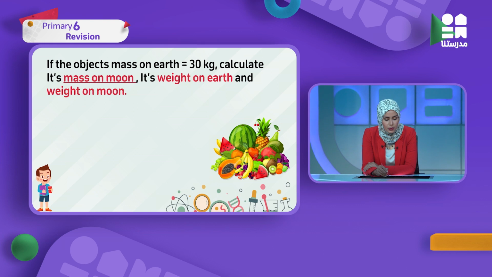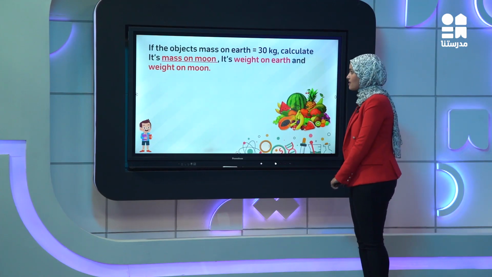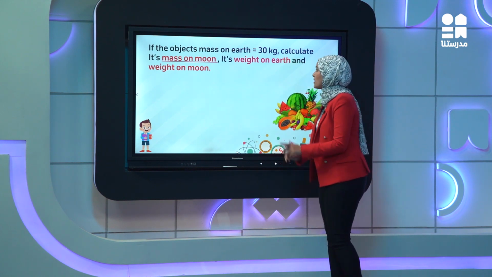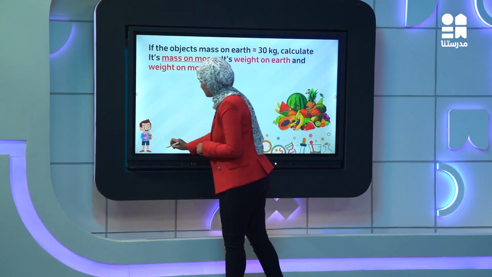Are you ready? Please get a paper and pen and start answering before I tell you the answer. Question number 1. If the object's mass on Earth equals 30 kilogram, calculate its mass on Moon, its weight on Earth, and weight on Moon. Let's solve this question step by step in an easier way. Our question says that the mass of the object on Earth equals 30 kilogram. I need to calculate three things. The first one is mass on Moon. The second one is weight on Earth. The third one is weight on Moon. Let's try to answer it together.